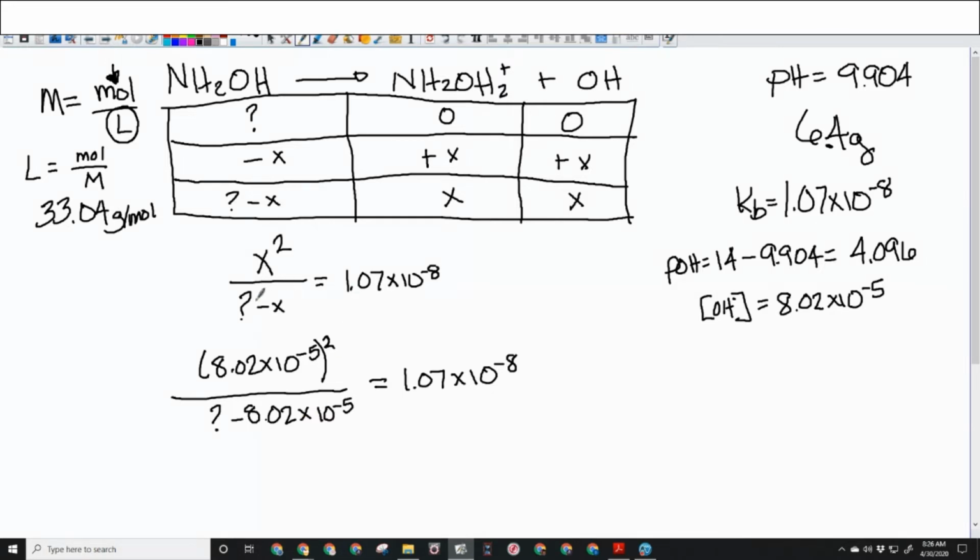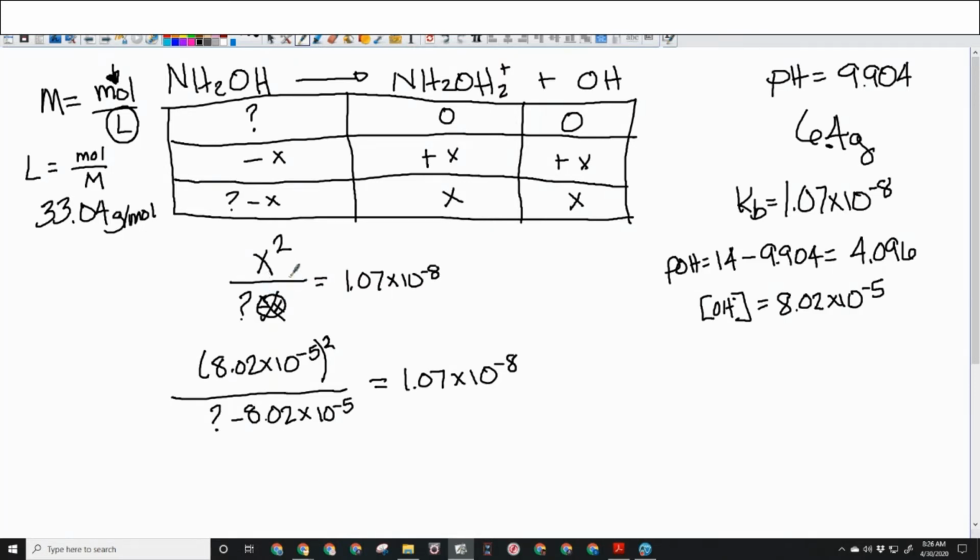In order to do this, we're going to have to assume that this x right here is so small that it doesn't affect the significant digits of our concentration. Since this is a weak base, it dissociates to such a small amount, this negative x here, that it doesn't affect the significant digits of the concentration here. So with that assumption, we can leave this x off and then calculate this, and it makes it much, much easier.